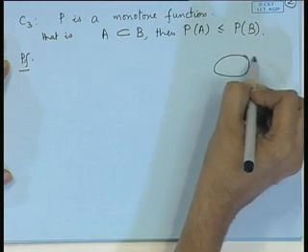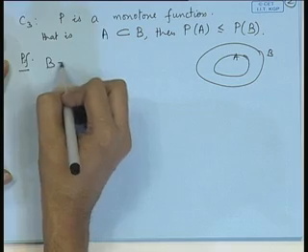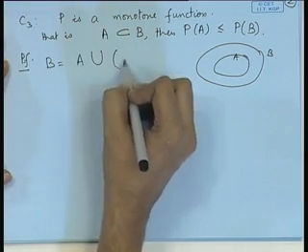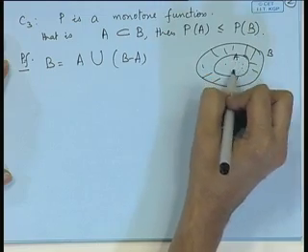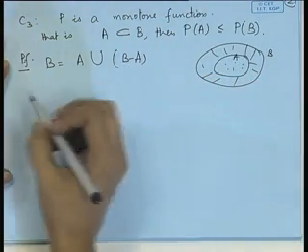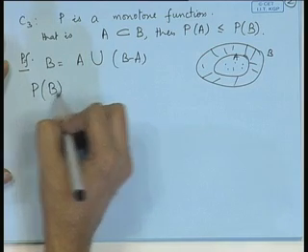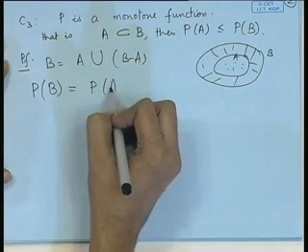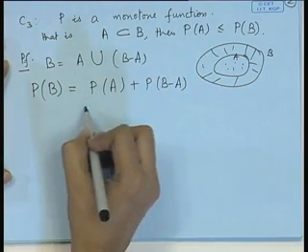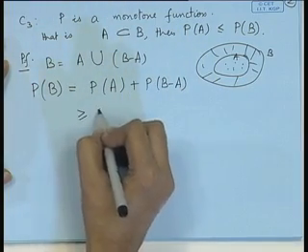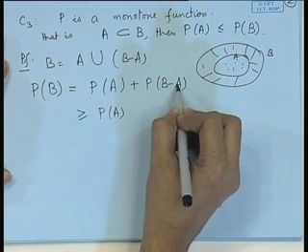Consider a set A and a set B. Then I can write B as A union B minus A, that is, this is B minus A and this is A, and these two are disjoint. So, if I make use of the finite additivity consequence, then the probability of B is equal to the probability of A plus the probability of B minus A. Naturally, this is greater than or equal to the probability of A, since the probability of B minus A is always greater than or equal to 0.